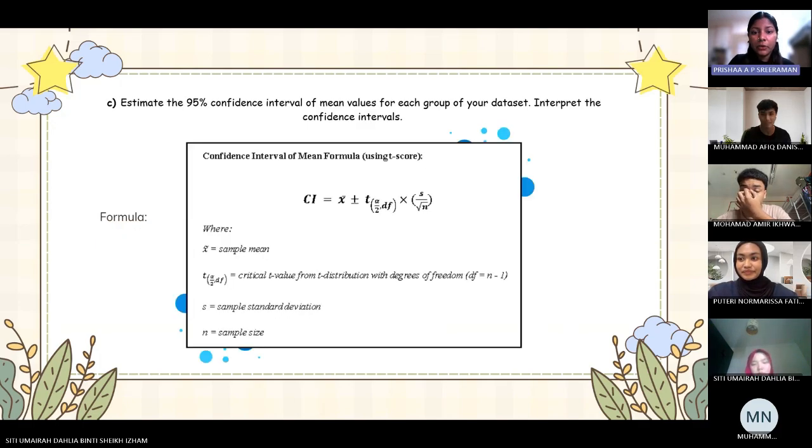Thank you. Now I will be continuing with question 1C. This slide shows the formula for a 95% confidence interval, which is the mean plus or minus the critical t-value multiplied by the standard error. It helps us estimate a range where the true population mean lies.